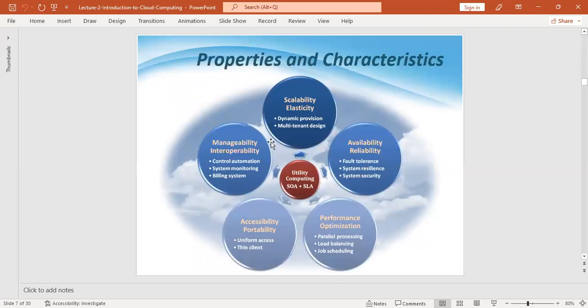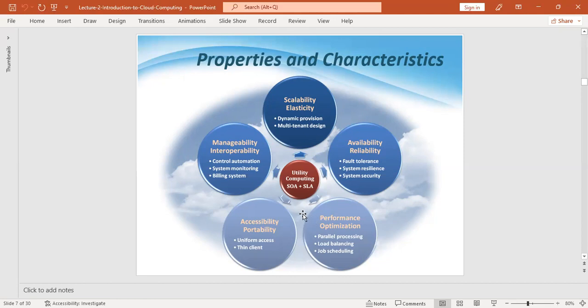These are also those properties I have discussed, like availability. Availability and reliability ensure that there is fault tolerance, the system is secure, and the system could not be affected by any kind of security attack. And the performance will be optimized. How will the performance be optimized? It will involve the load balancing technique, job scheduling, and parallel processing.